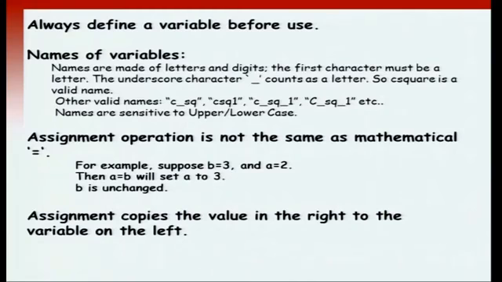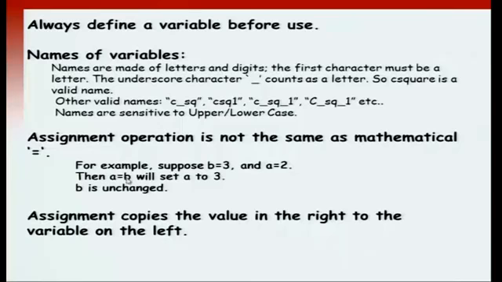If you were expecting the mathematical operator, after the operation A equal to B, A and B will have the same value, but that is not the case. The meaning of the symbol equal to is that take the value on the right hand side of the expression and copy that into the box specified by the left side. Okay. So copy the value on the right hand side to the variable on the left.